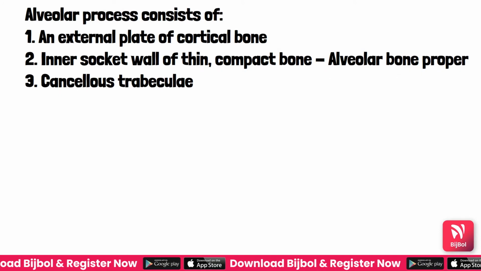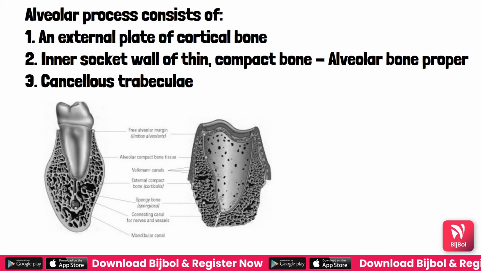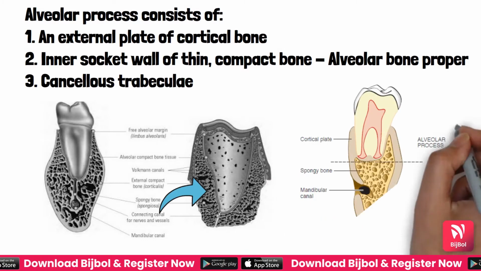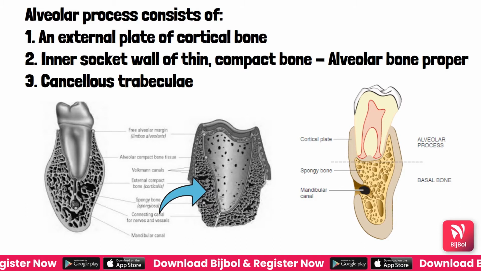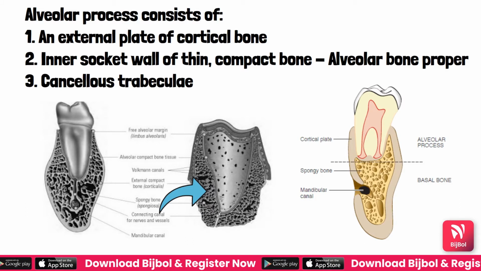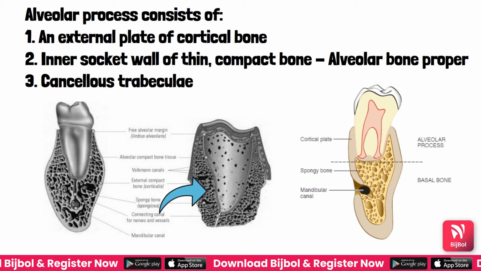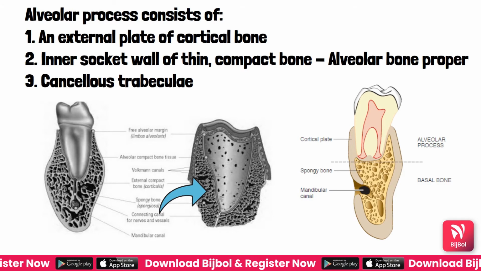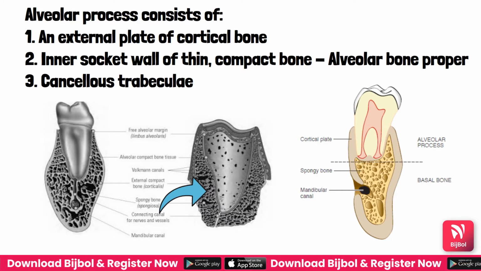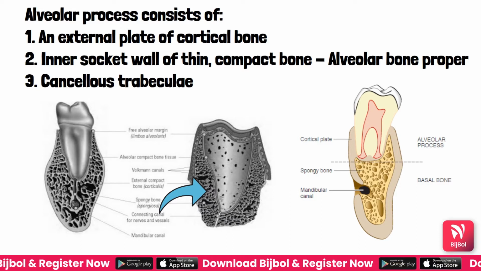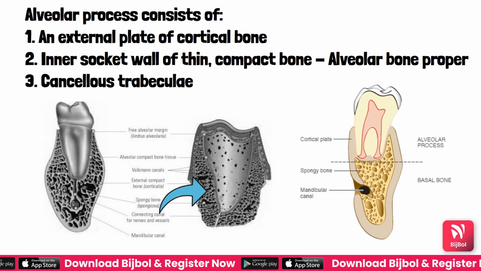The alveolar process consists of an outer plate of cortical bone, whereas the inner socket wall is formed by thin compact bone. If you examine radiographically, this thin compact bone, which is called alveolar bone proper, is seen as lamina dura in the radiographs, whereas histologically it appears as a series of openings. Through these openings, there are neurovascular bundles linking the periodontal ligament to the alveolar bone. So this series of openings is called the cribriform plate.